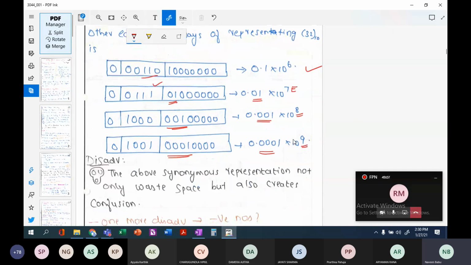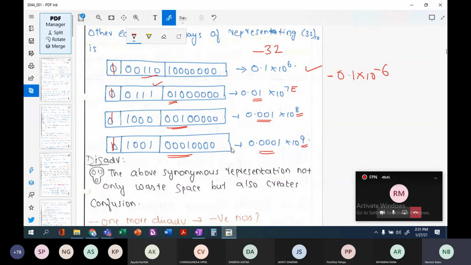Now there is a serious disadvantage here. This is definitely not an effective way of utilizing the space. What is the effective way then? And one more important thing is how do you represent negative numbers? Obviously, if this number is minus 32, then I can just put 1 here, because this is a sign bit representing minus. What if I have a number minus 0.1 multiplied by 10 power minus 6?